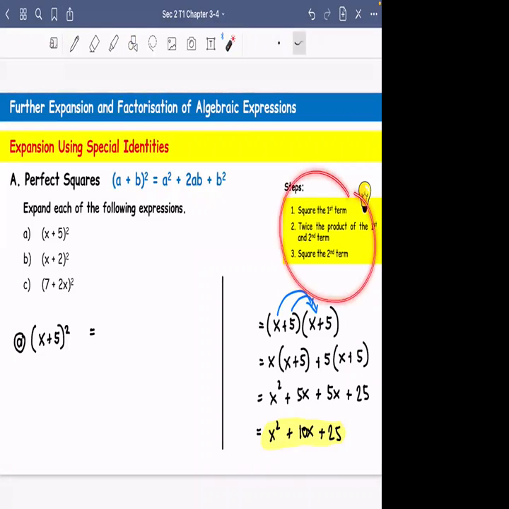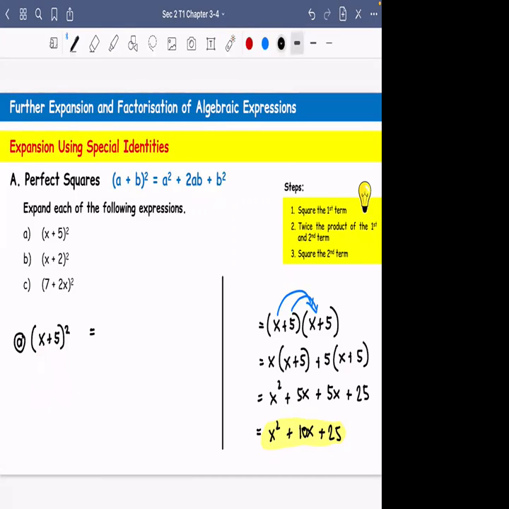Okay, please look here. So let's square the first term. That's the first step. So x is your first term, I think it's very obvious, and then 5 is your second one. Those are the important things that you need to know.